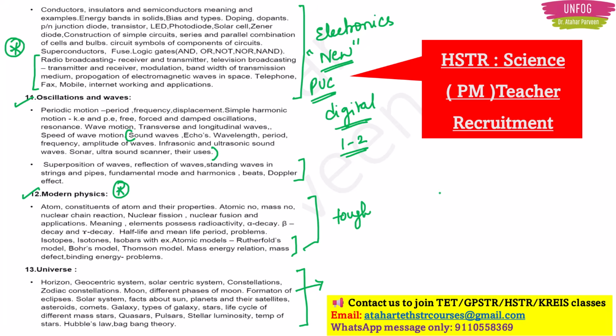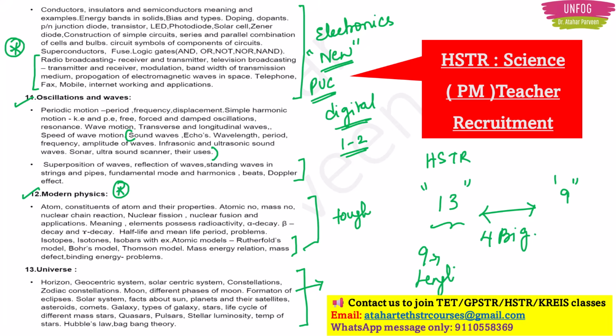Okay, so how many chapters are there here? 13 chapters are there for HSTR, right? In GPSTR, how many were there? Only 9 chapters are there. So what is the difference here? You have 4 big chapters. Even in the remaining 9 chapters also, the syllabus is lengthy when you compare with GPSTR.